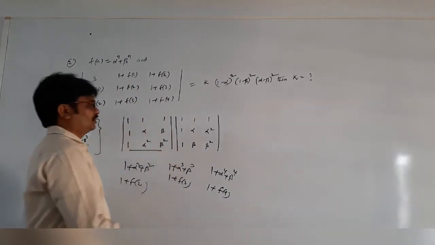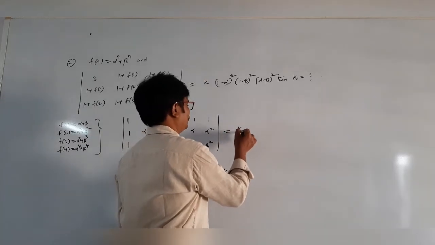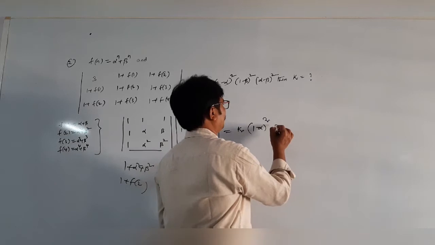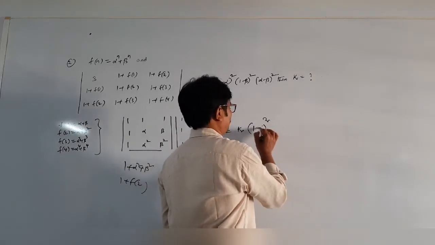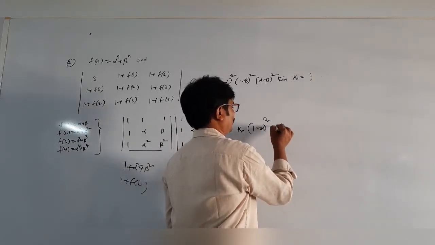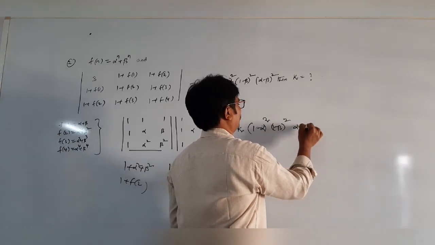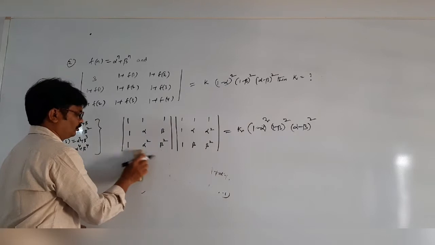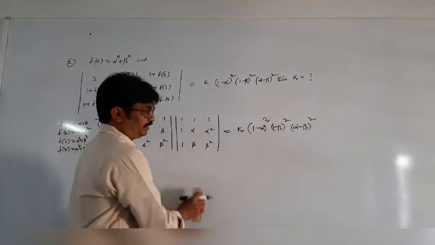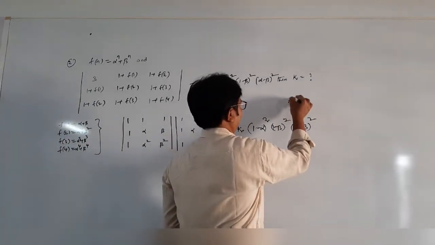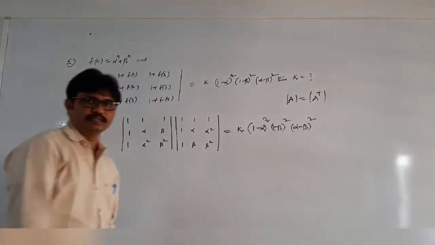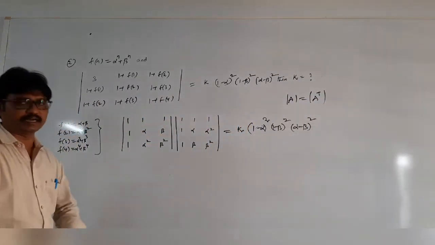So students, this one is already given, what is it? K into 1 minus alpha whole square, 1 minus beta whole square, alpha minus beta whole square. So we have to know the properties of the determinants, det A equal to det A transpose. What is it students? Det A equal to det A transpose.